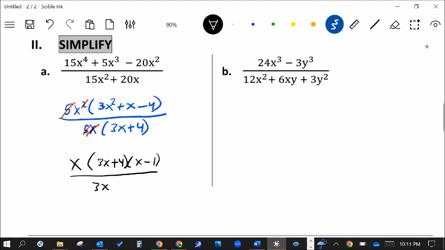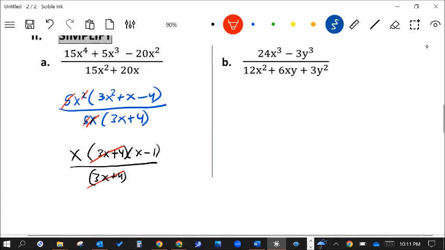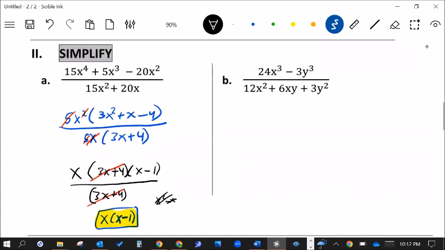And on the bottom, oh, there's a 3x plus 4 on the bottom. And that means that this and this can cancel. So our actual answer to this is x times x minus 1. So that's the simplified, broken apart as much as possible. It would be okay to write this as x squared minus x, but not really, because it's not broken down all the way to common factors.